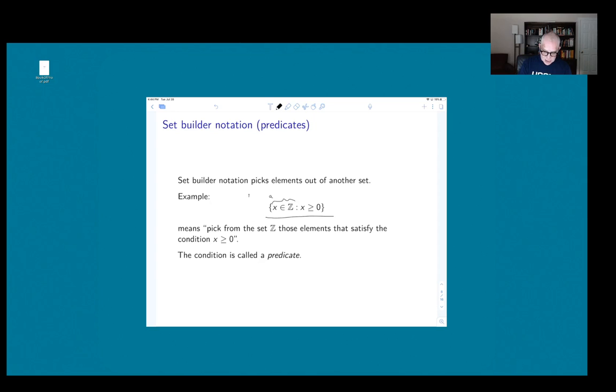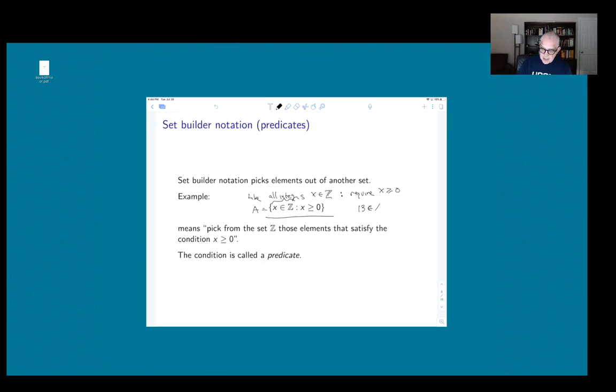So take all integers Z, take all integers x in Z. And then there's a condition, which is separated by a colon or sometimes by a vertical bar. But require, and the condition means only keep those that pass the test. And in this case, the test is that x is bigger than or equal to 0. So the way to read this is that this set is the set of integers which are bigger than or equal to 0. So, for example, 13, let's call this set A.